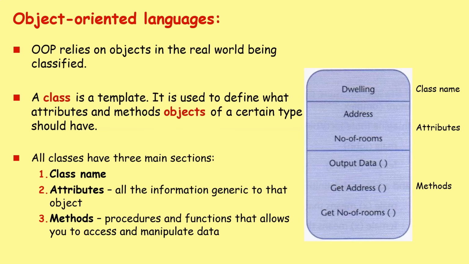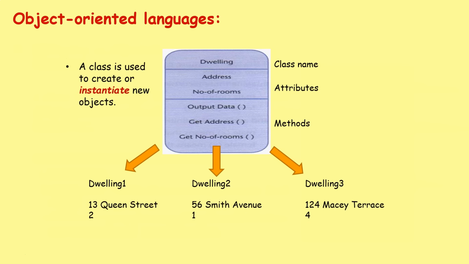This is very simplified, of course. Again, you'll notice this is just a template. There's no actual information stored. It's just the structure of what the data is going to look like. We then use the class to create or instantiate new objects. So we can have different dwellings with different attributes that can access their methods.